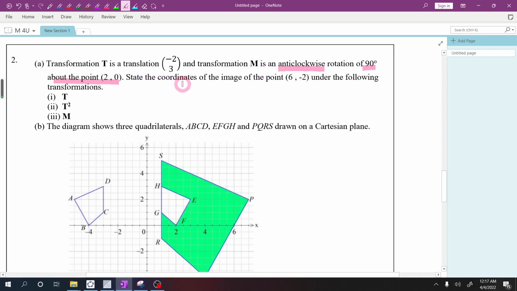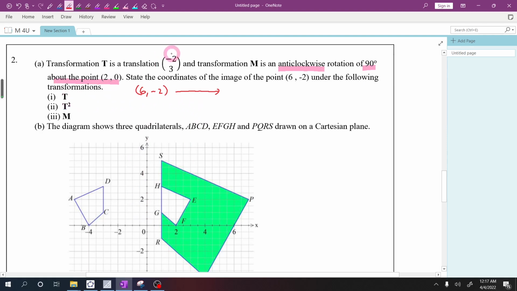Okay, we want to state the coordinates of the image of point (6, -2) under the following transformation. Okay, as I told you just now, for translation, you don't have to calculate using the diagram, but here we don't have a diagram also. But if you want to calculate from the diagram, you can use the diagram here to help you.